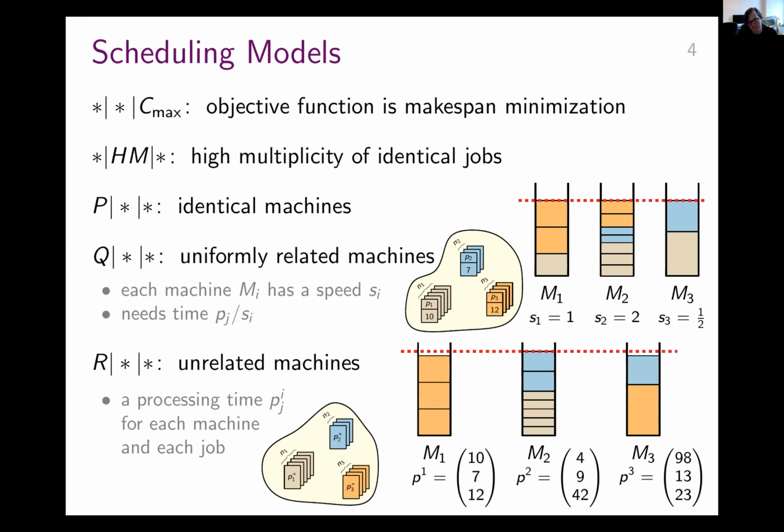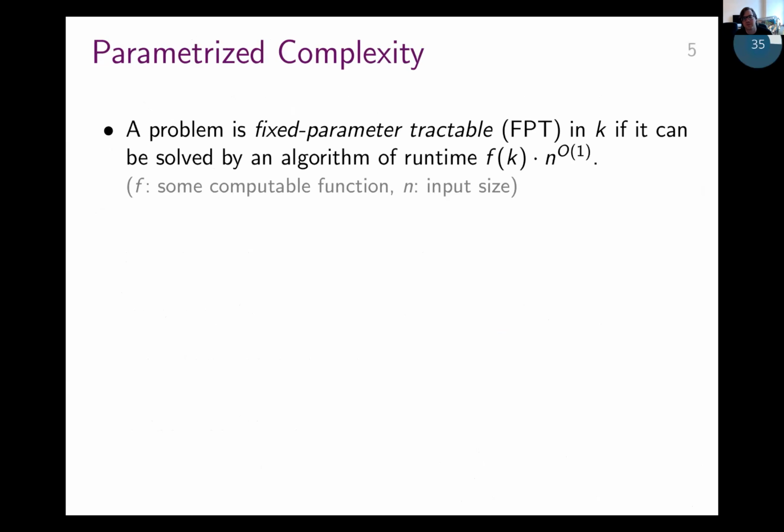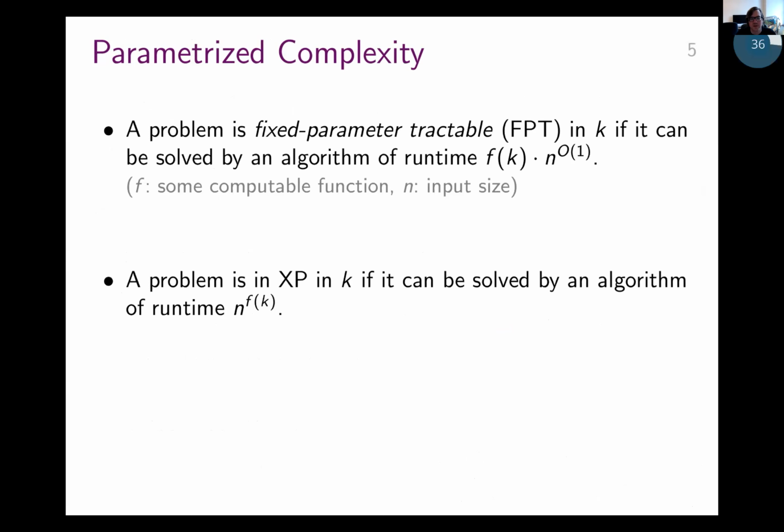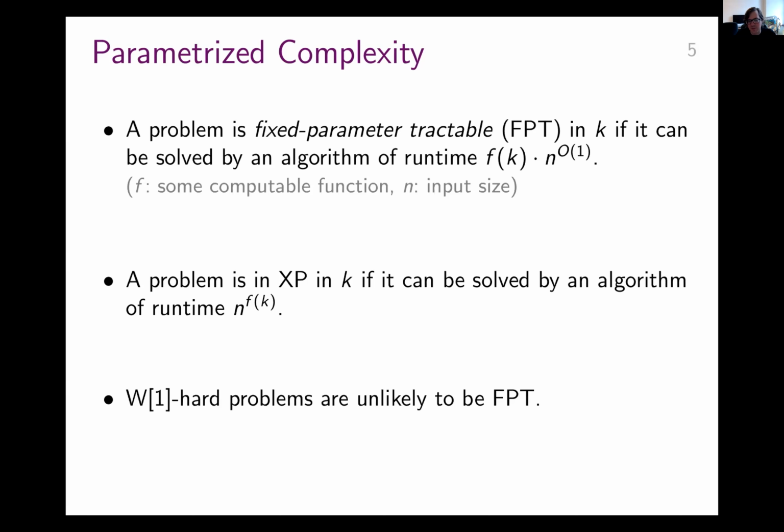So those are the main models I will focus on. And then I need to say something about parameterized complexity. A problem is fixed parameter tractable, FPT, in k, where k is some parameter, if it can be solved by an algorithm of runtime f of k times poly n, where f is some computable function and n is the input size. It's in XP if there's an algorithm running in n to the f(k). And if we show that the problem is W[1]-hard, that basically means it's unlikely to be FPT. So those are the 3 terms that I will need to describe the results.